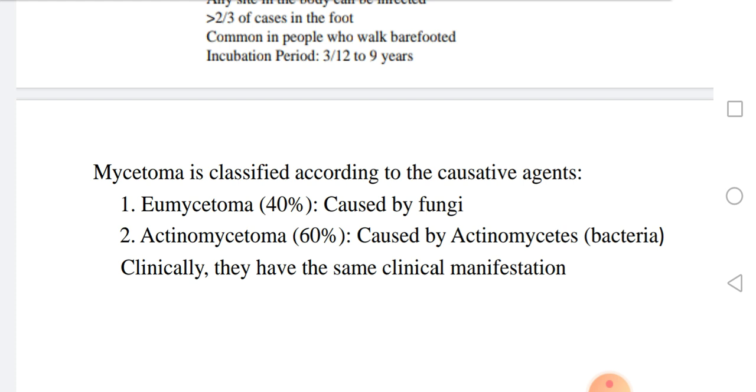And this mycetoma constitutes about 40% of the mycetoma cases. Two, actinomycetoma, and this is caused by actinomycetes, which are bacteria. It constitutes about 60% of mycetoma cases. The two types of mycetoma are clinically similar. So clinically, they have the same clinical manifestation.